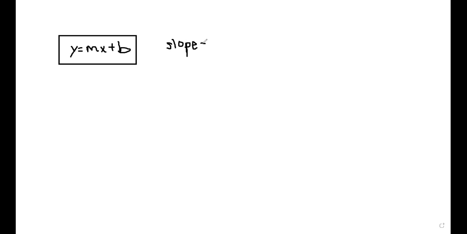Well, first remember that the slope-intercept equation is y equals mx plus b. Okay, so that's important to know. That's important to memorize and to have handy because it's used a lot with this stuff. And remember, slope equals m, and we're going to figure out what the slope is from our points.